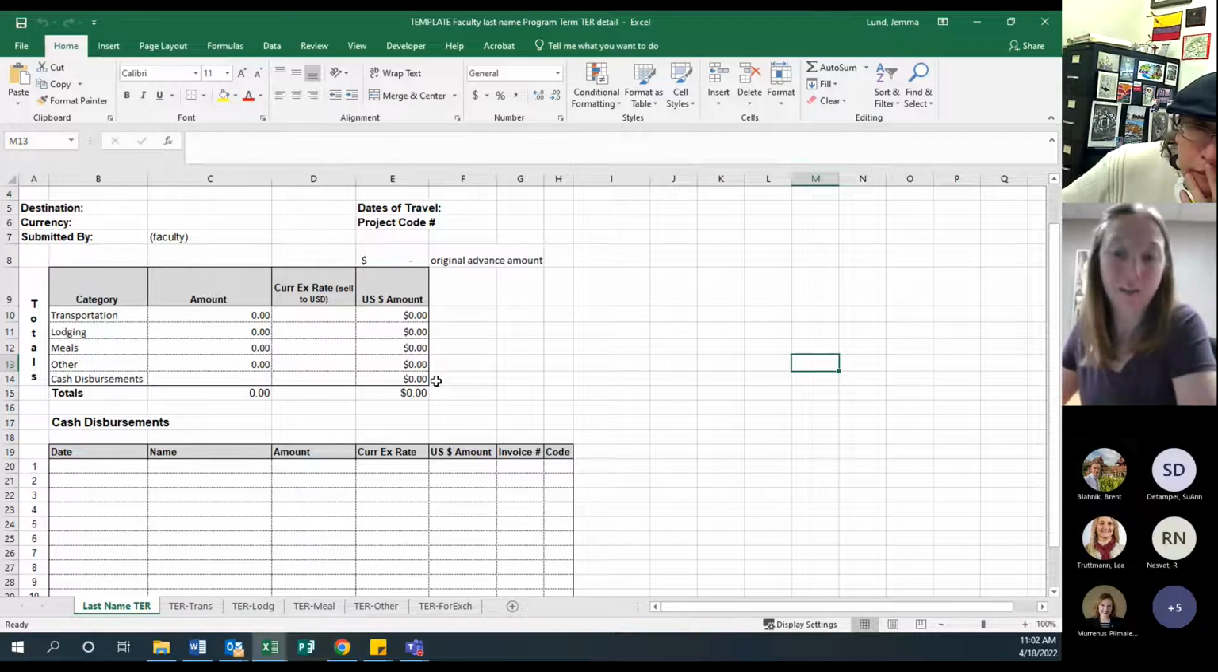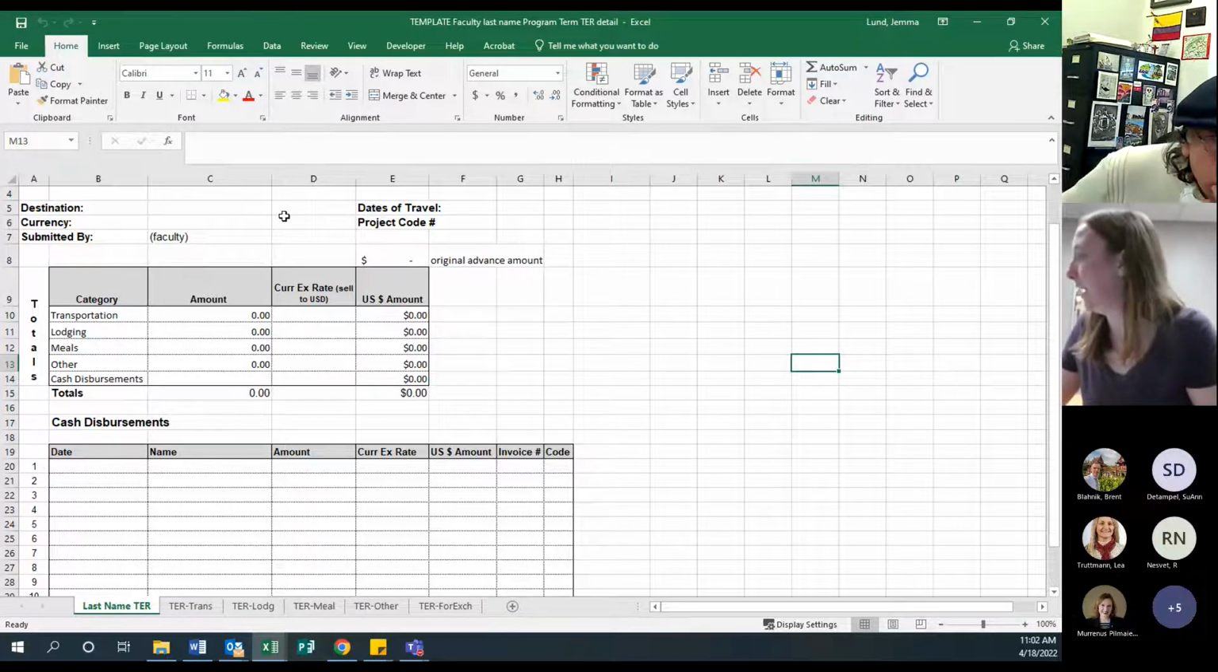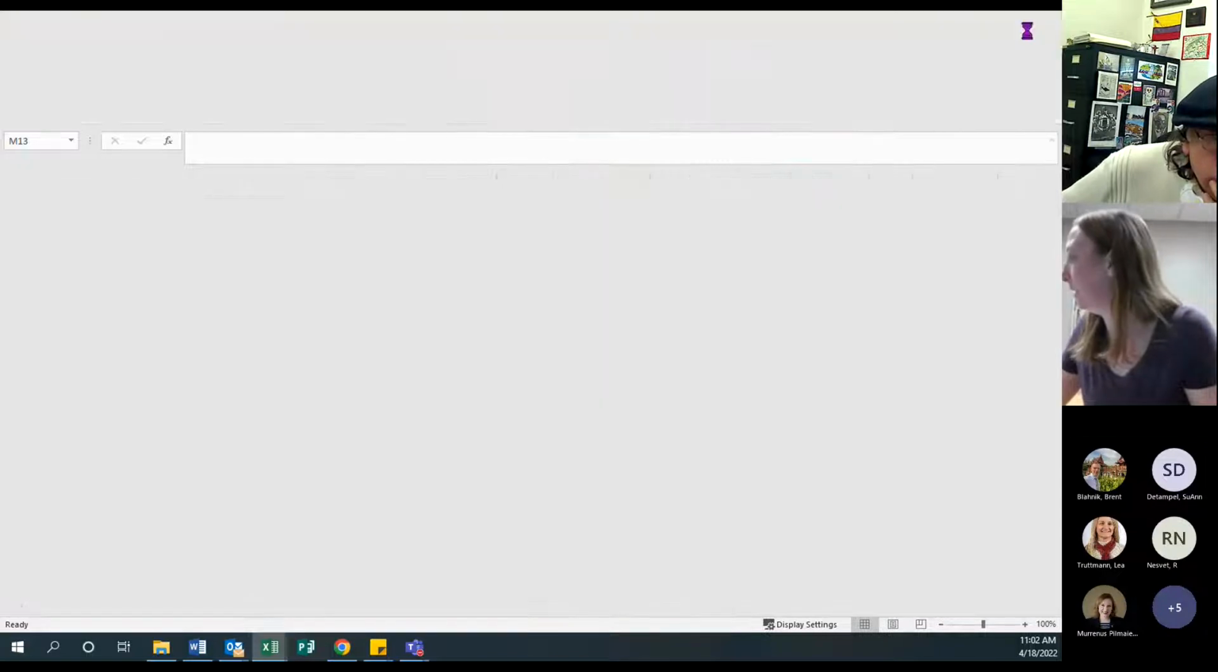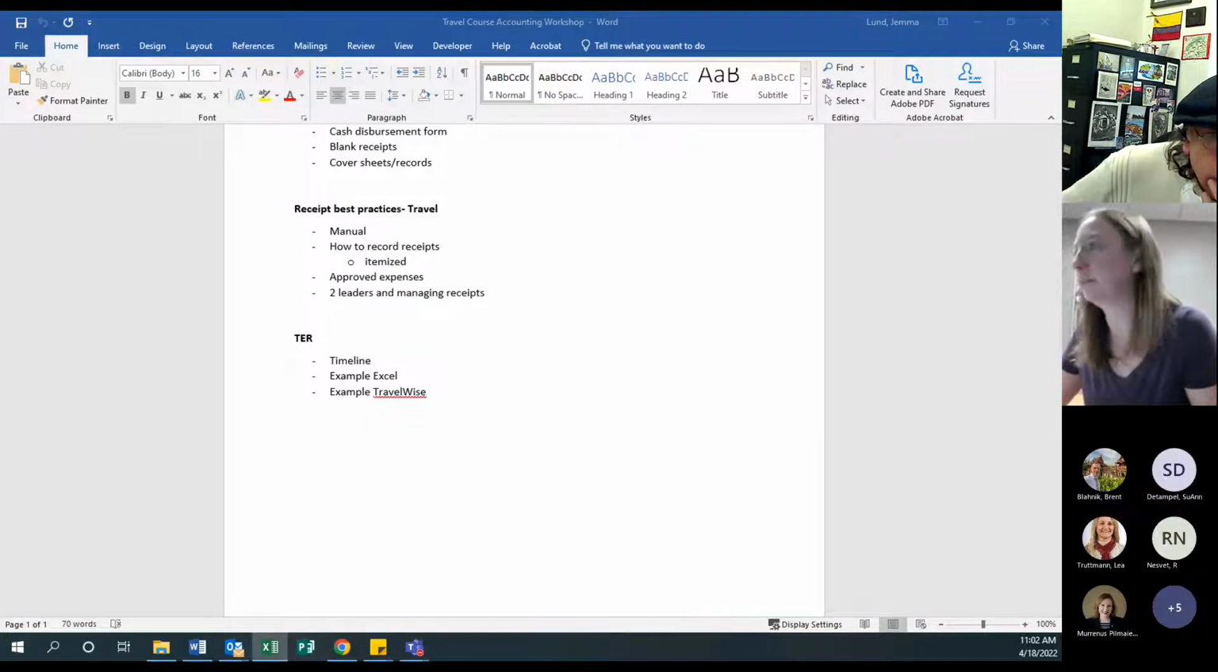UW System uses the online version, but I like to use this Excel version, one, because I find it easier to read and organize, especially sending to you as leaders. And then two, it helps get everything organized before we upload everything into the system because it does look a little bit different. So let me show you one that is completed to give you another example here.